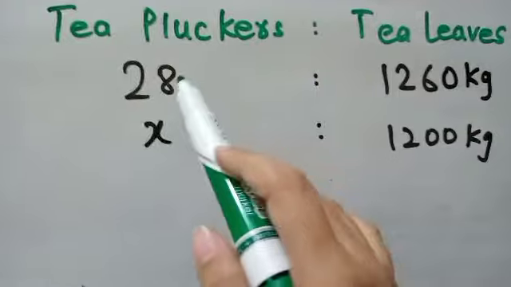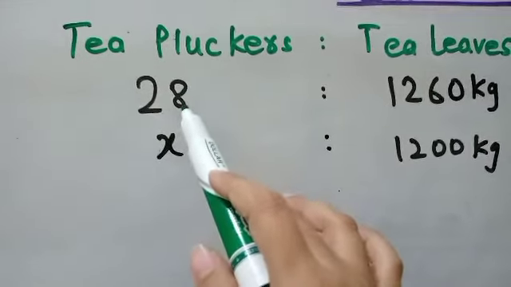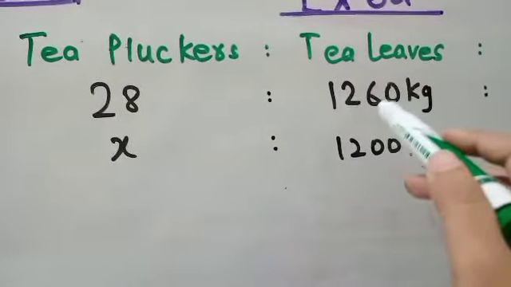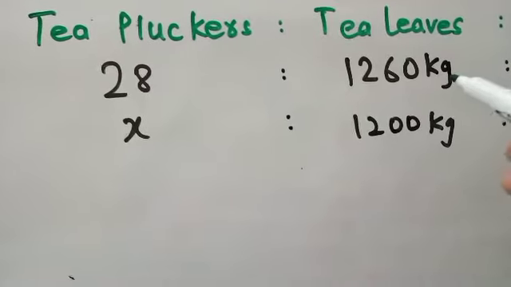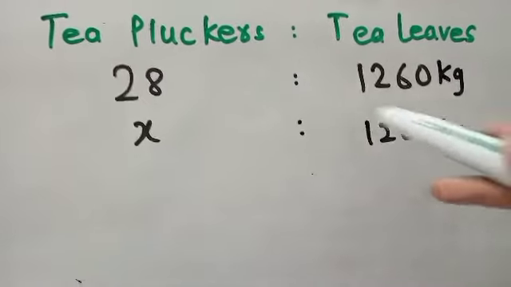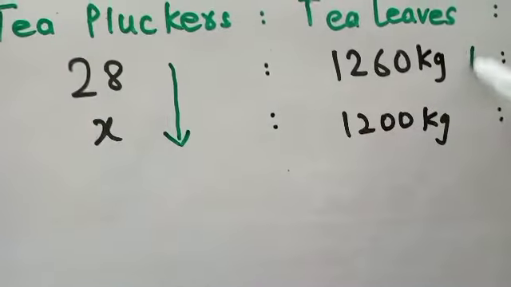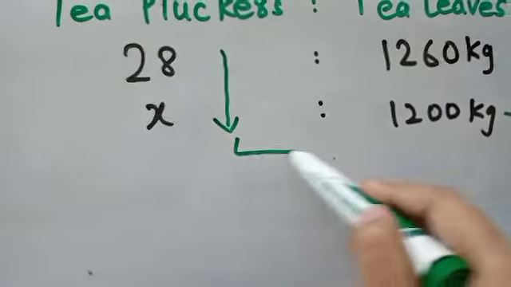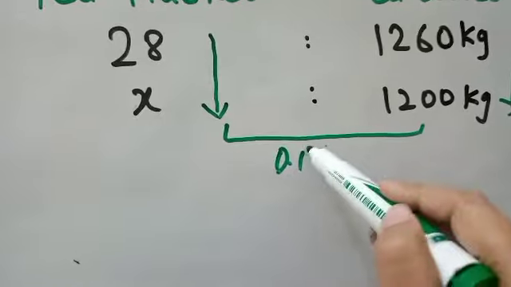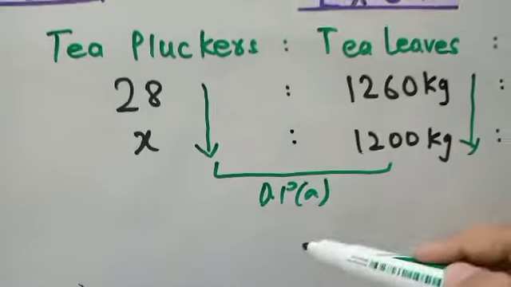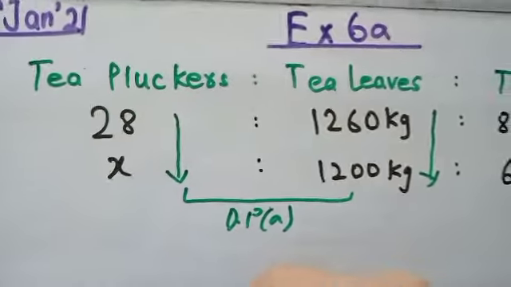So let's look first at it. 28 tea pluckers can pluck 1260 kg of tea leaves. If tea leaves reduced, obviously tea pluckers also will be required less. So it is direct proportion. It is direct proportion and it is A part. Now let's look at the B part.